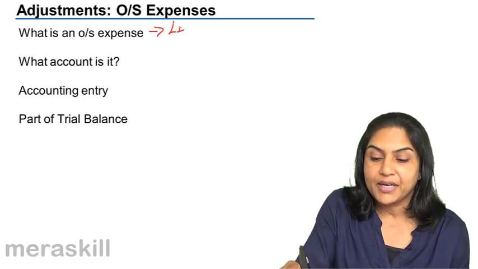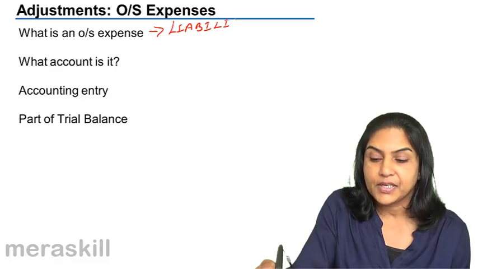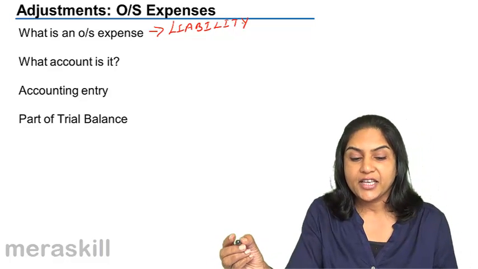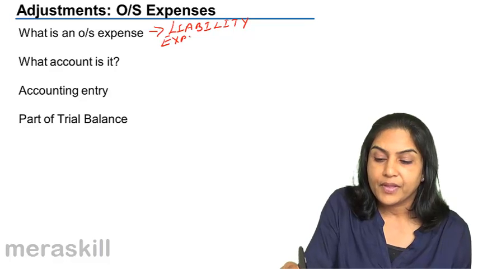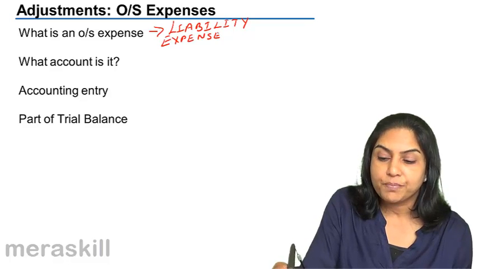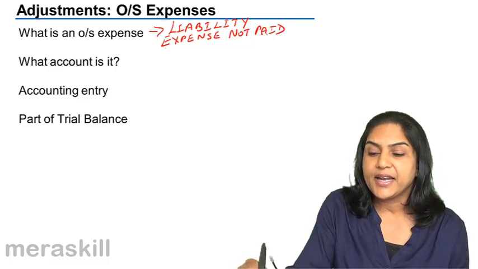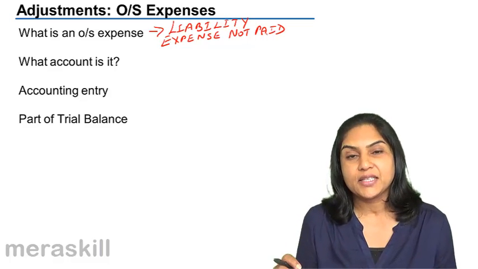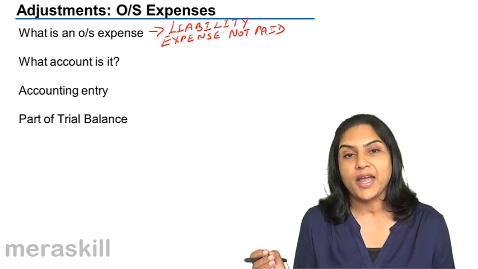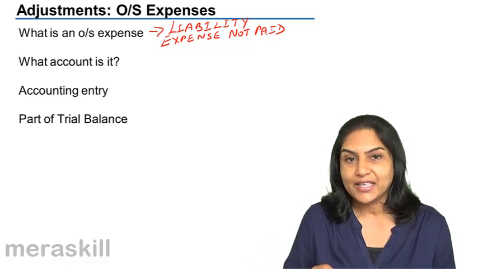It is a liability. It is an expense which has not been paid. So, if we take an example, let us say the firm has the practice of paying its employees on the 5th of the next month. So, salaries are paid on the 5th of the next month.